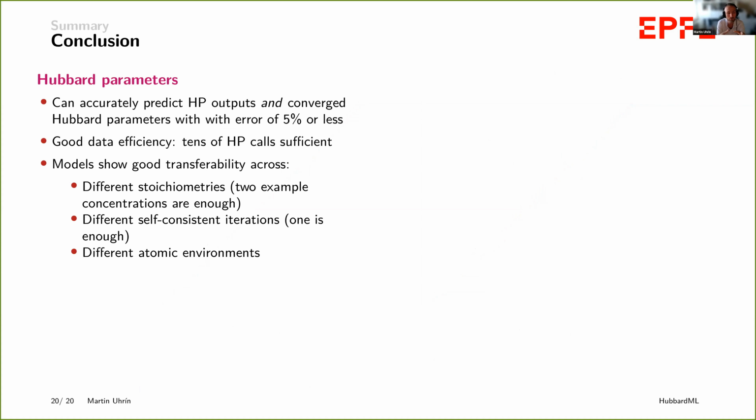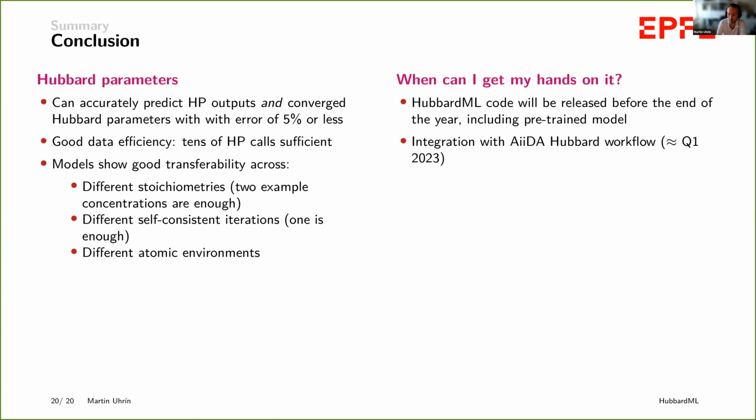So the stoichiometries, 2 examples are good enough. Self-consistent iterations, you can maybe even feed it just the first one. And different atomic environments is something that we're investigating now. So same element, but different crystal structure to see how well that performs. When can you get your hands on it?